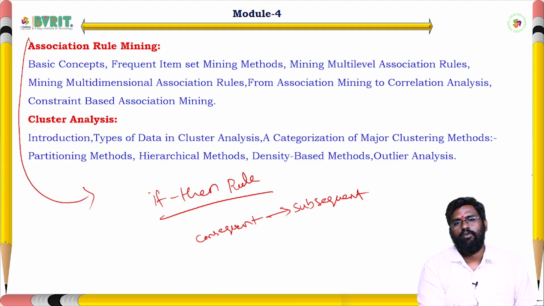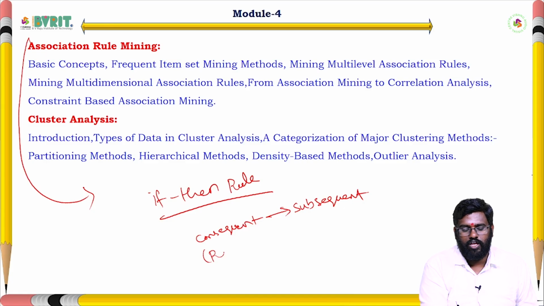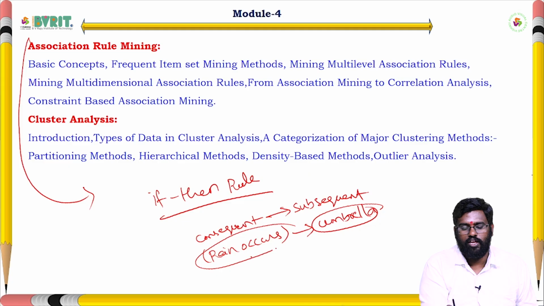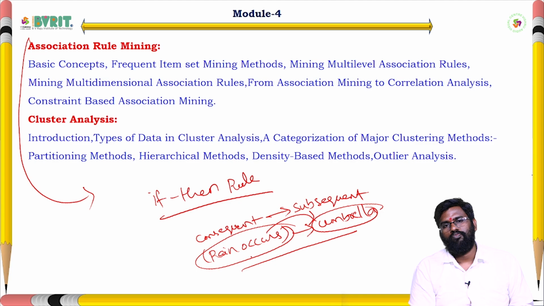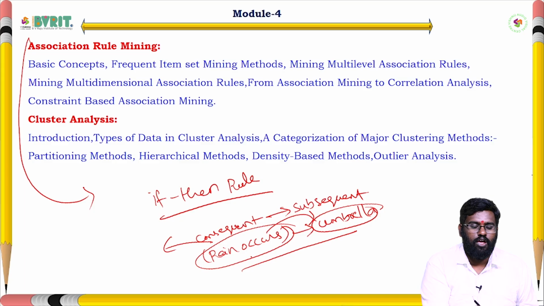Just like, for example, if rain occurs, then subsequently we need an umbrella. This is the subsequent thing: compulsorily, if the rain occurs, we need an umbrella. This type of thing is called association rule mining. If one thing happens, then based on that, the related subsequent thing will occur. This is called association rule mining.